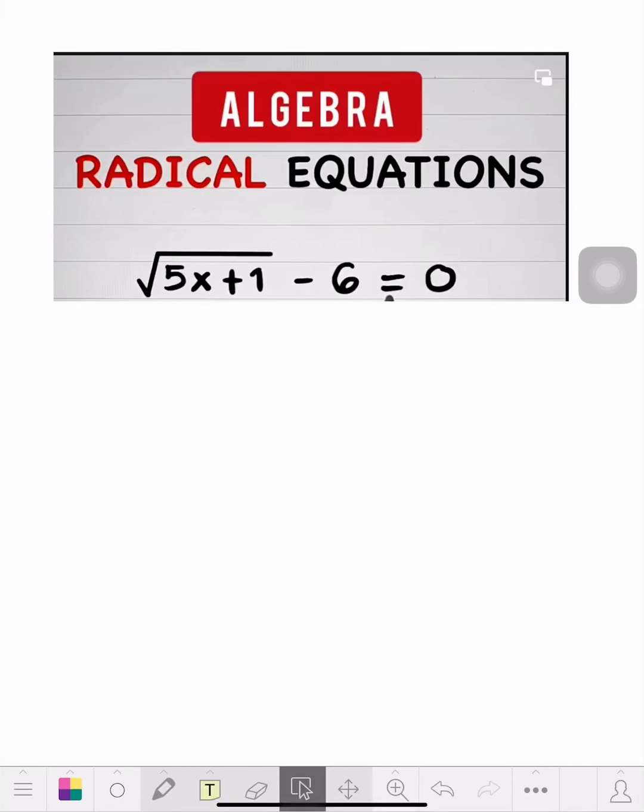Our lesson for today is an algebra lesson on radical equations. So here's the problem they gave you: the square root of 5x plus 1, minus 6, equals 0. So how would we solve this?